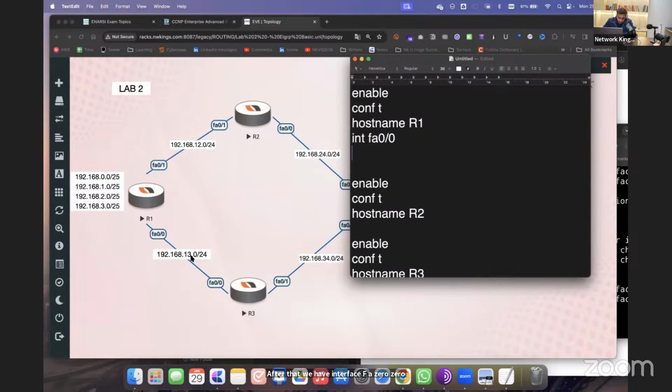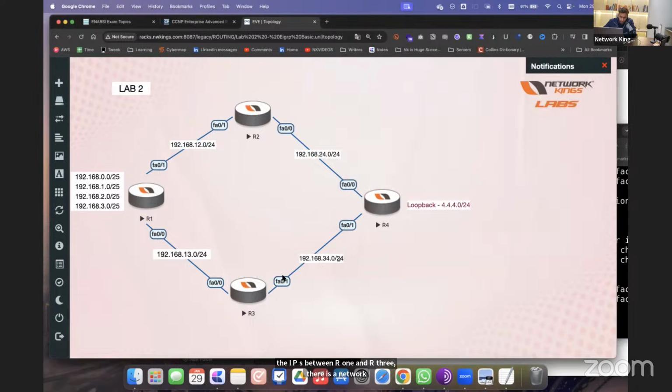Okay, and for the IPs, between R1 and R3 there is network 13, because 1, 3, 13. 3 and 4, 34. 2 and 4, 24. 1 and 2, 12. This is how I'm using subnets. So this is a good nomenclature. It's a good way to give subnets, because sometimes when we do a lab, we get confused about what IP we should use. So I simply say 192.168, because after 192.168, the third octet is all different. Here we have 13, 12, 34, and these are all class C. So there is no problem.